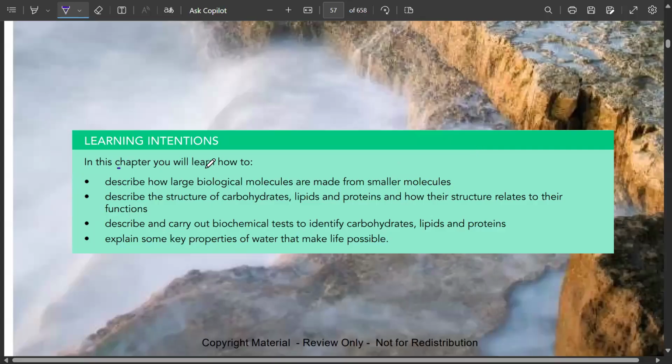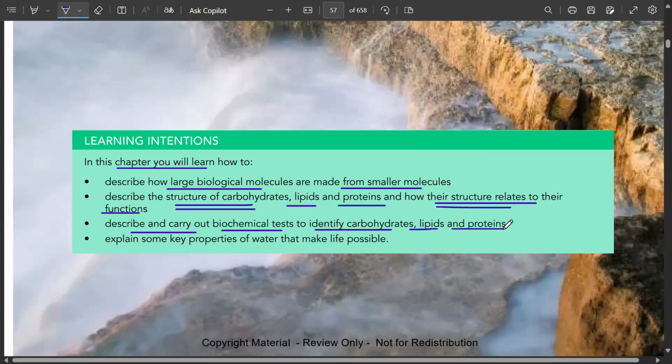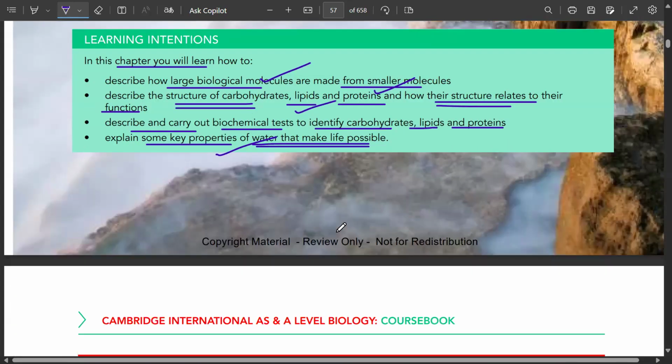In this chapter, you will learn what? Describing how large biological molecules are made from smaller molecules. Then we are going to describe the structure of carbohydrates, lipids, and proteins and how their structure relates to their functions. And then we're going to describe and carry out biochemical tests to identify carbohydrates, lipids, and proteins. And then we're going to explain some key properties of water that make life possible. So we have carbohydrates, lipids, proteins, and water that we are going to study over here.